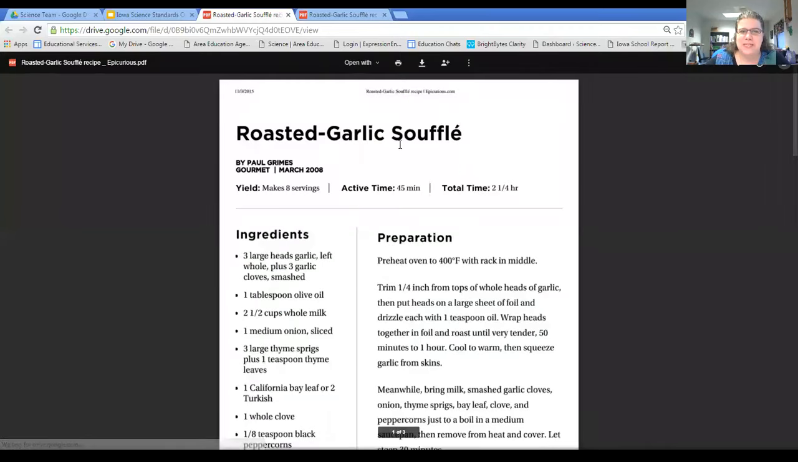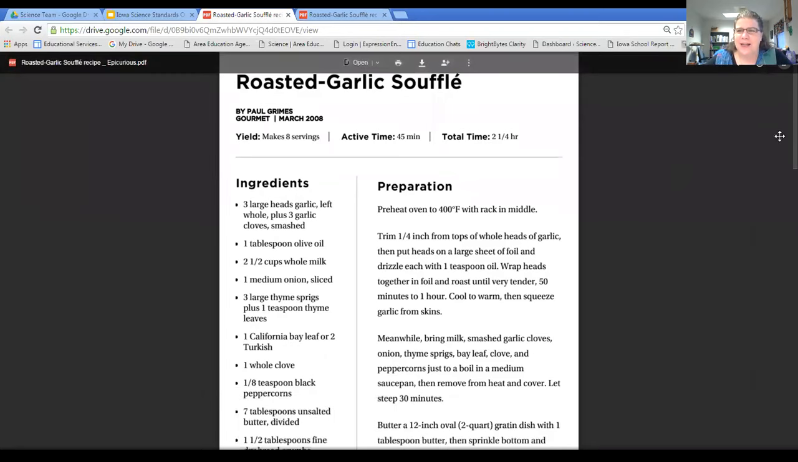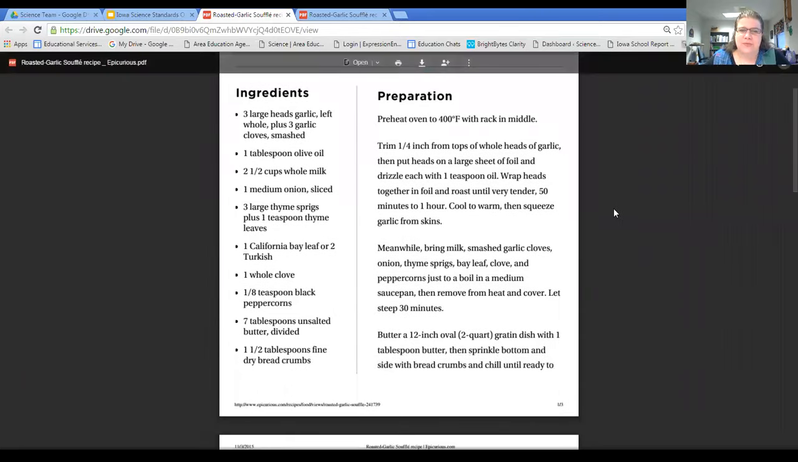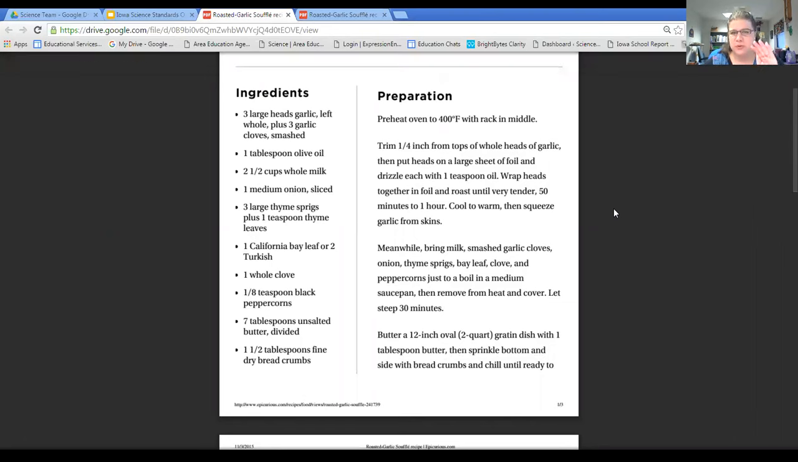And this happens to be a recipe that I found on the internet, so feel free if you want to make this tonight for supper. You certainly will be able to search for it and be able to find it. A roasted garlic souffle. As we look at this recipe, I'll put it up on your screen. The first thing I want you to do is just skim through the recipe. So I'll give you a few seconds on the first page, then I'll scroll to the second. So just skim through and get yourself familiar with the recipe.